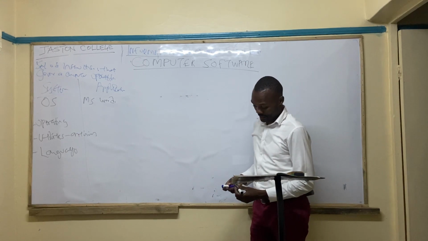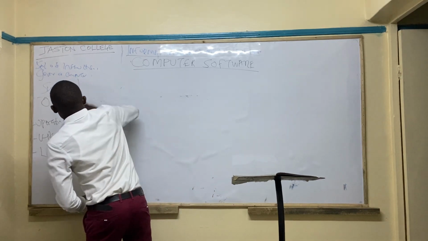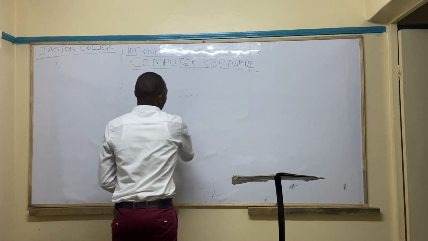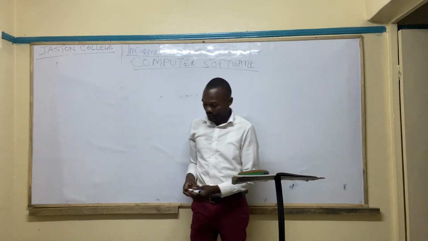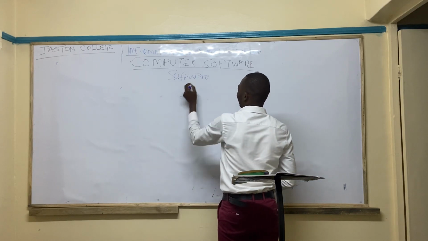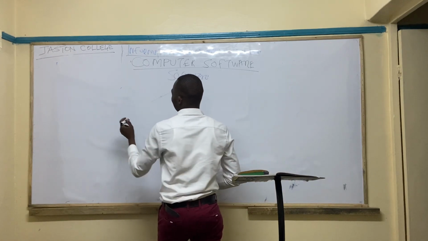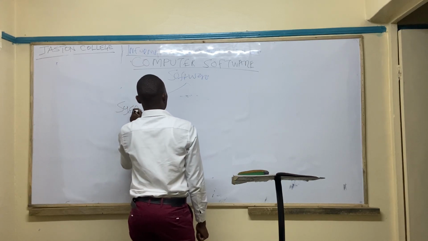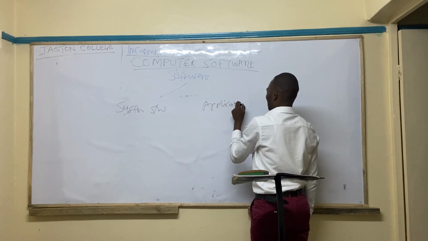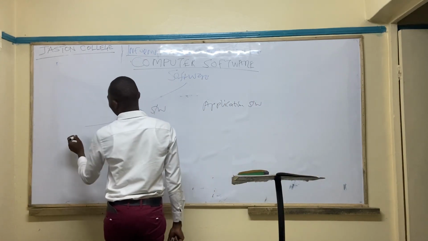So let us try to draw a graphical representation of this. We need a chart. Somebody once told me that pictures rarely get out of somebody's mind. So we'll start with software. After that, we have system software, and then we have application software.